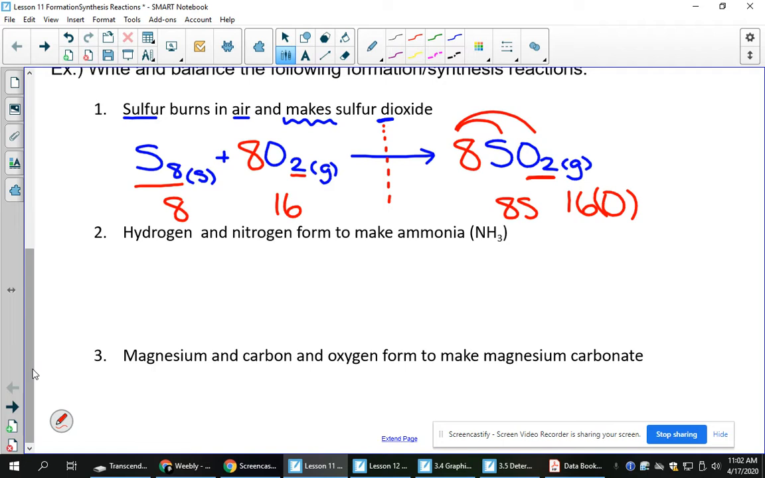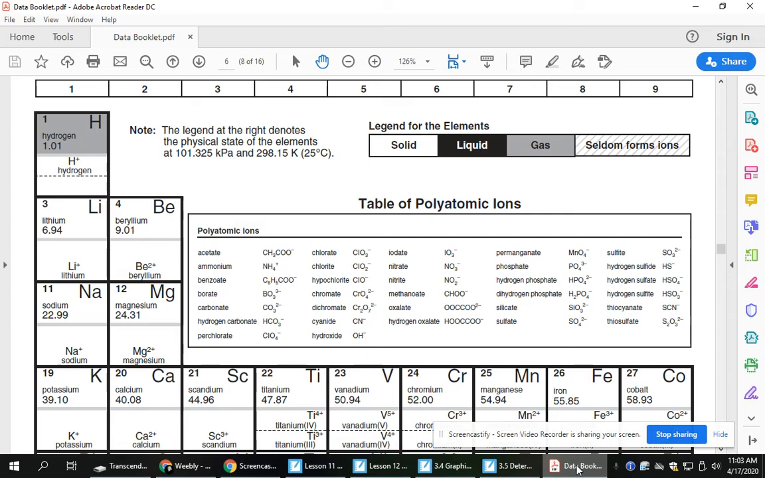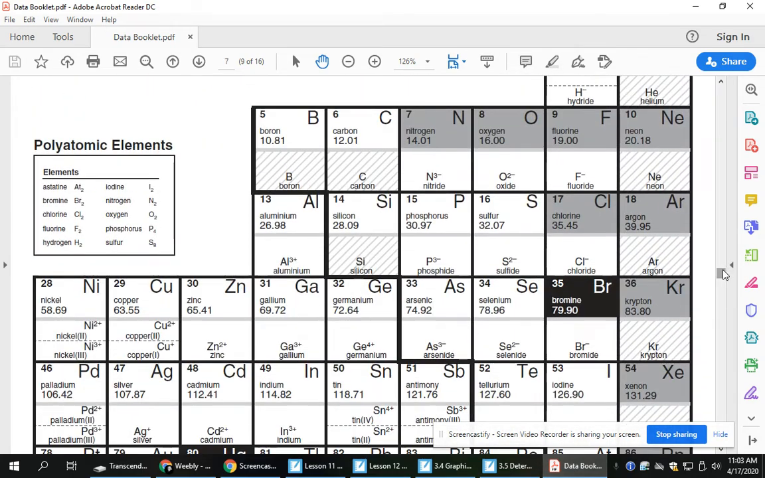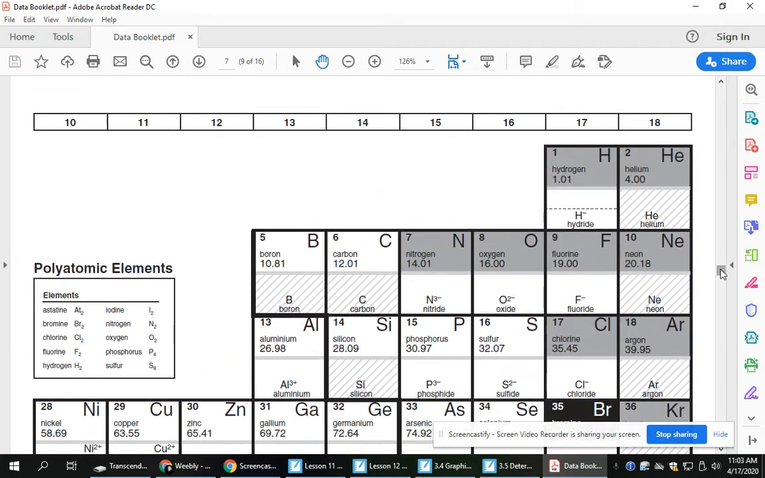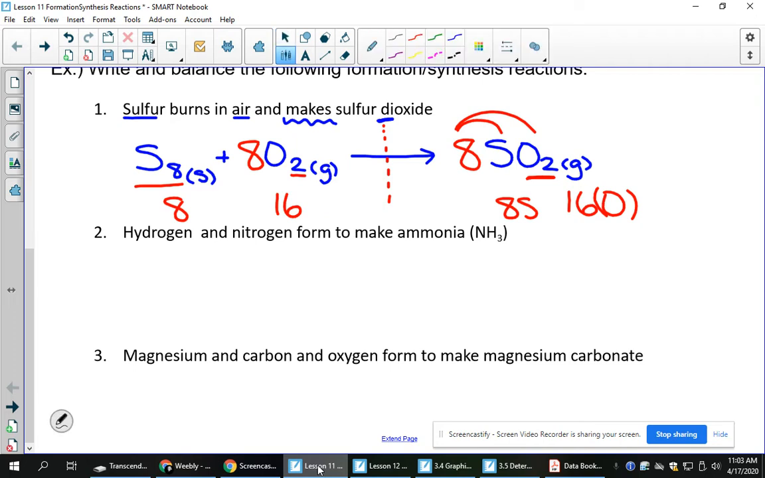Hydrogen and nitrogen form ammonia, or NH3. All right, hydrogen and nitrogen. We just saw those on the periodic table under the polyatomic elements. Here they are. Hydrogen is always with a buddy, H2, so is nitrogen. Hydrogen has on the periodic table a gray background, so that represents gas, and so does nitrogen. So this is going to look like H2 gas plus N2 gas.